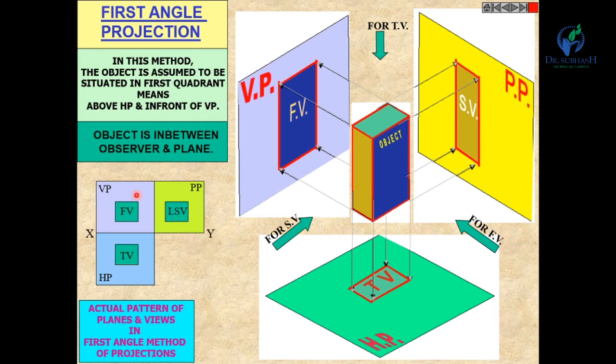So in first angle projection, you have to remember that the front view is above the XY line, the top view is below the XY line, the left hand side view is to the right of the front view, and the right hand side view is to the left of the front view.